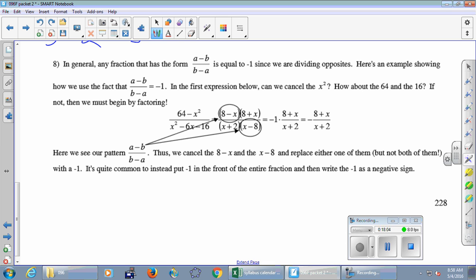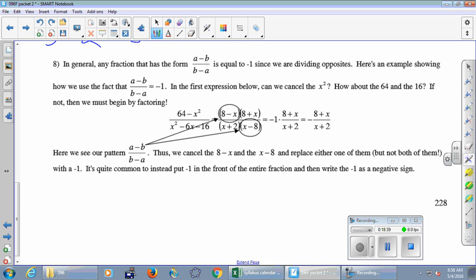So this one's kind of already written out, but we'll just follow along. Starting with this original fraction here, 64 minus x squared over that stuff. Can I do any canceling right now? It is not in factored form, so we need to factor. The top is a difference of two squares. So 8 and 8, x and x, plus and minus. The bottom is a 2 by 2 box. All the details are omitted here. You'll need to spend time factoring that thing with the box. But looking at this new factored version, do you see our pattern, A minus B over B minus A?